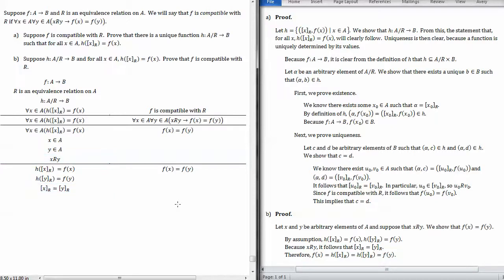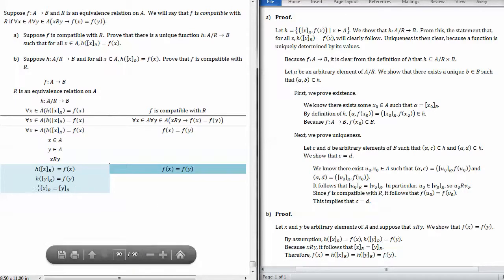And if you just hit both sides of that equation with h, then you get h of x bracket R equals h of y bracket R. And those are just f of x and f of y. Okay, so you get that f of x equals f of y.